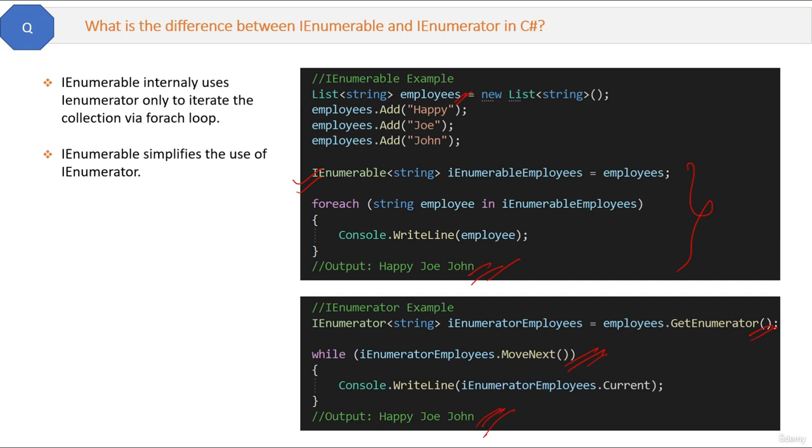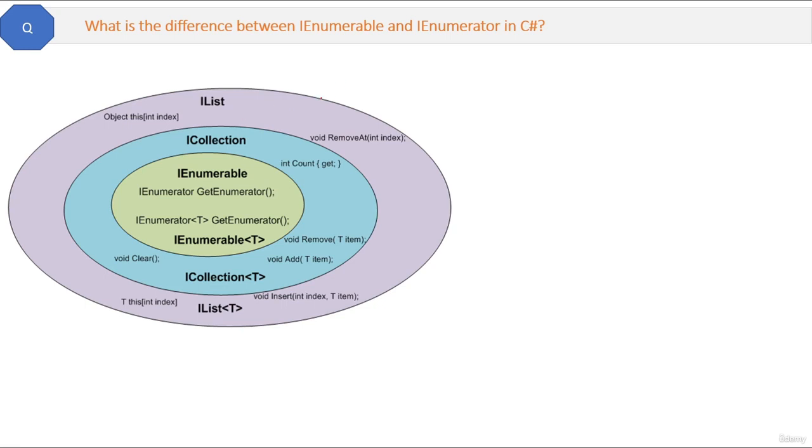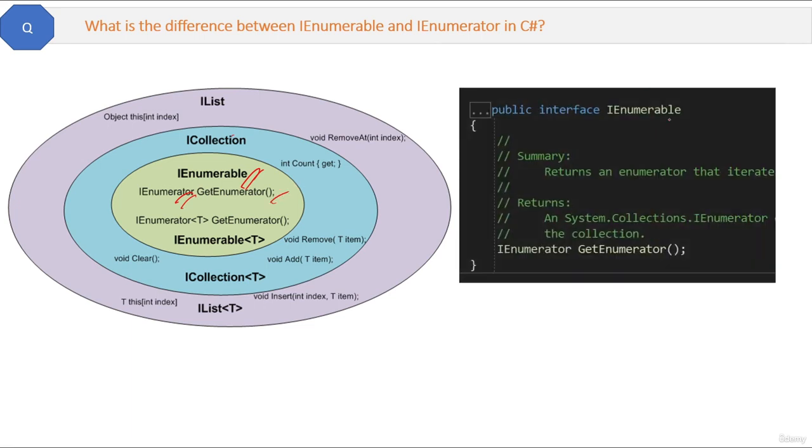See, List is inherited from IEnumerable, and IEnumerable uses the IEnumerator interface. And if you right click on IEnumerable and go to the definition, then see, here you will find the GetEnumerator method, which is returning the type of IEnumerator. That's it.